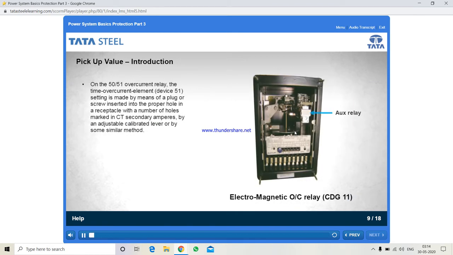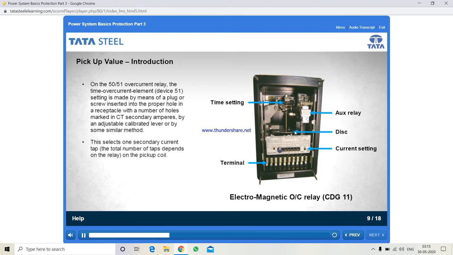Let us now look at how a pickup value is set in a relay. On the 50 by 51 overcurrent relay, the time overcurrent element or device 51 setting is made by means of a plug or screw inserted into the proper hole in a receptacle with a number of holes marked in CT secondary amperes, by an adjustable calibrated lever or by some similar method. This selects one secondary current tap, or the total number of taps depends on the relay, on the pickup coil.